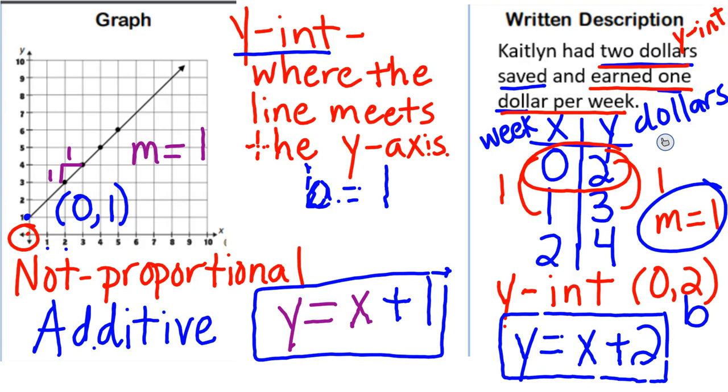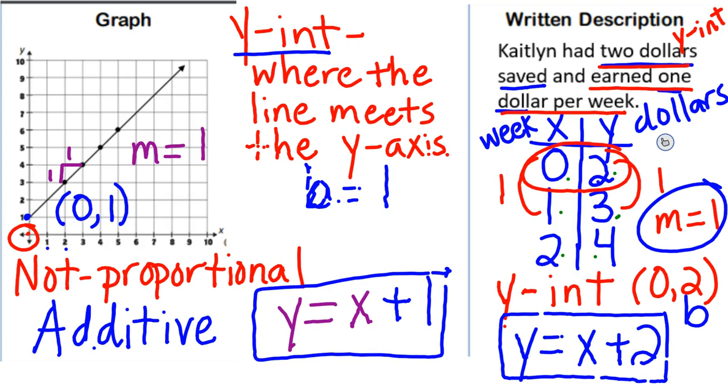Okay, and then I can look back and check it. Let's see. 0 plus 2 is 2. 1 plus 2 is 3. 2 plus 2 is 4. It looks like it works. So we can put in our values from our table to be sure that our equation is correct.